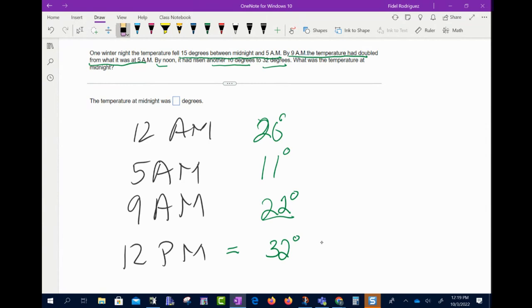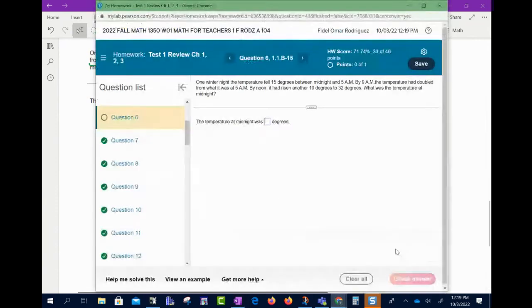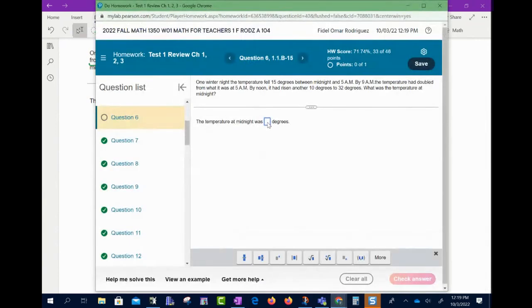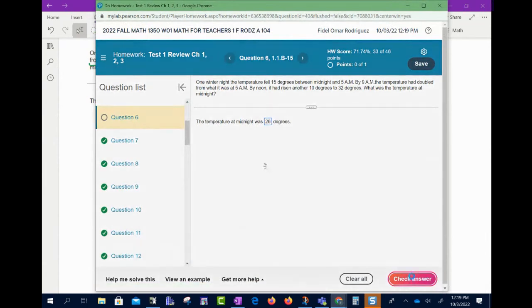So all I'm doing here, y'all, is I'm just working backwards, right? And it says, what was the temperature at midnight? The temperature is 26 degrees, right? So I'm going to come back over here. I'm going to type in 26. I'm going to check it, and there we go, right? So again, I'm just working my way backwards, right? I'm reading from what it's telling me, and I'm working my way back. Okay.